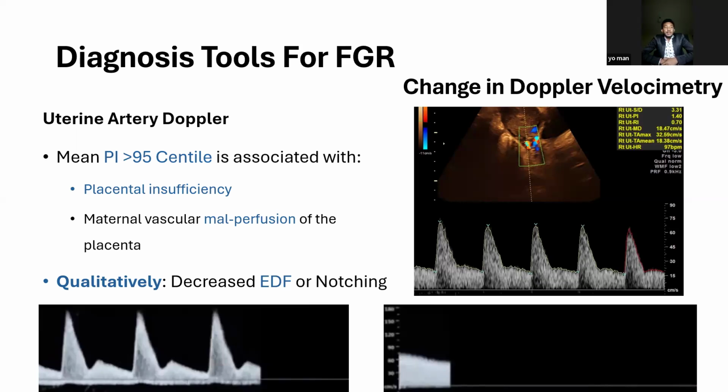Not only the indices, but we could also assess the waveform of the uterine artery qualitatively. So decreased diastolic flow or notching is associated with placental insufficiency or with higher resistance. Okay.